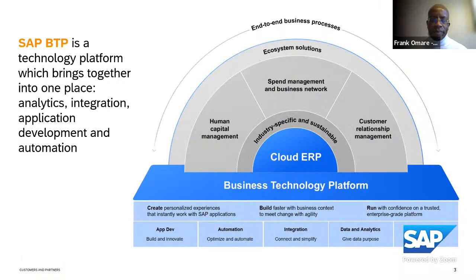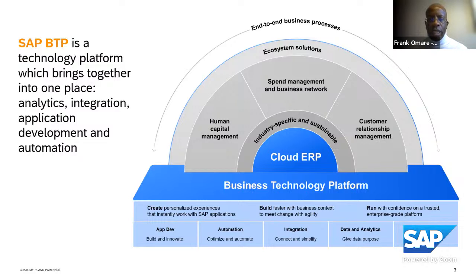So just to recap, SAP BTP is a technology platform that brings to one place analytics, integration, application development, and automation. For the purpose of today's presentation, we're going to keep it simple. I'm going to focus on these 3 pillars. Yes, there are other pillars, but as I mentioned, this is an overview, and I really want to focus on the value that BTP brings to the world of DSC.